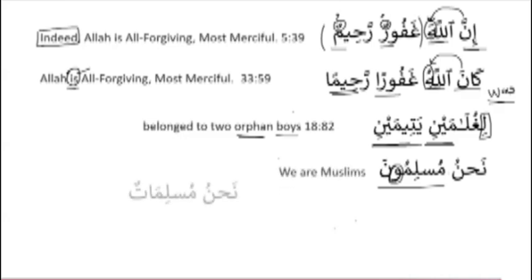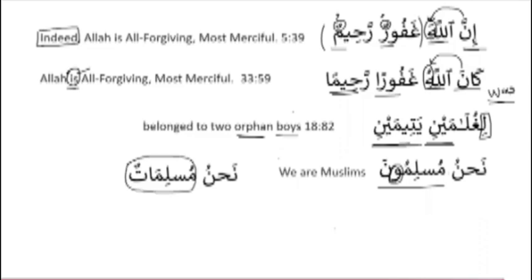Okay. What about nahnu muslimatun? What is the i'rab of muslimatun? Same. It is marfu'. Excellent. So we are Muslims. But this is for the feminine and this is for the masculine. That's the only difference that we need to see over here. Yes. In English, there is no difference. We say we are Muslims, but in Arabic, no. If we are masculine, we say nahnu muslimuna, and if we are feminine, exclusively, then we say nahnu muslimatun.